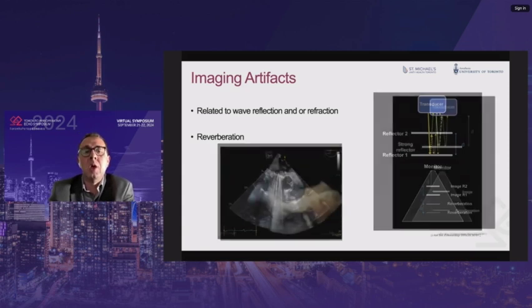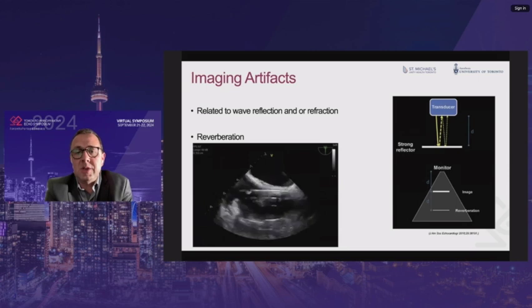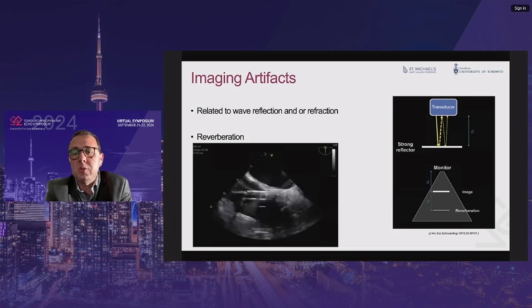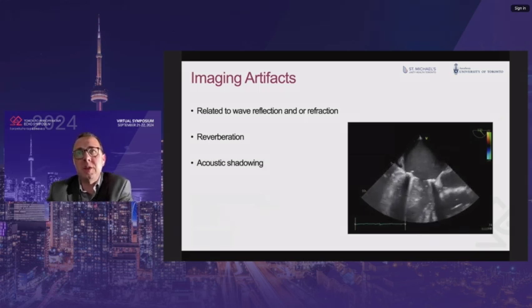ring down artifact. We can also see the same type of artifact, reverberation, in 3D. The mechanism is pretty much the same, and sometimes we deal with these artifacts in our daily practice. As you can see here, we have the bicaval view with a venous cannula, and it's hard to identify at first which one is the true cannula and which one is the artifact caused by reverberation. Of course, the reverberation artifact is always going to be, in terms of depth, a little bit deeper than the original structure. But you can see that sometimes, especially at the beginning, when you see these images, it's important to differentiate between one or the other. The other type of artifact that you normally see is acoustic shadowing.